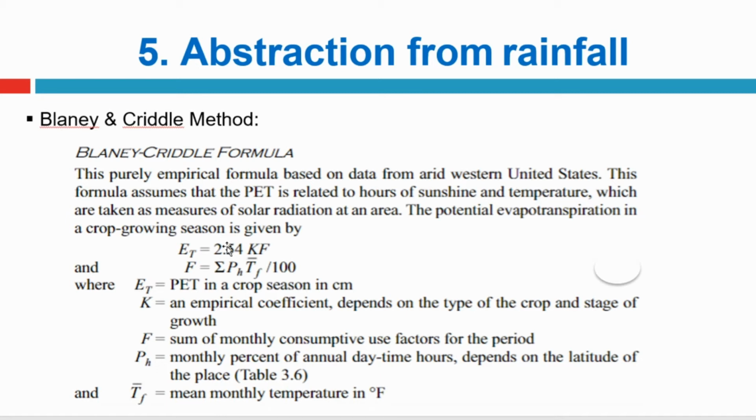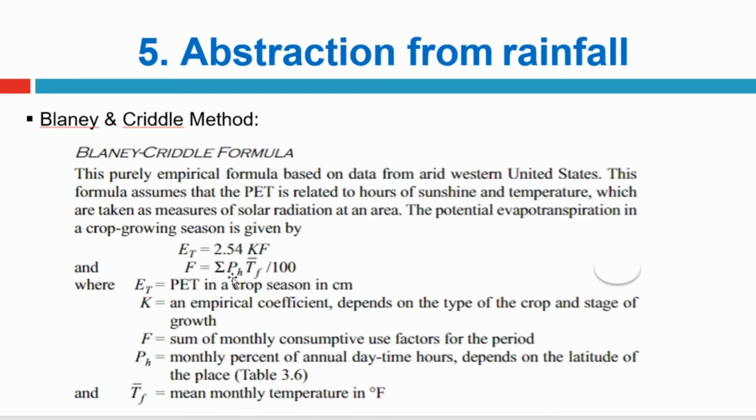After that we need to calculate the monthly consumptive use of that crop. You can see that there are two equations over here. ET is the evapotranspiration, which is 2.54 times K into F. K represents the crop coefficient, and F represents the consumptive use of that particular period, any given duration. Now how do we calculate F? F is calculated by the summation of P_h into T_F divided by 100.